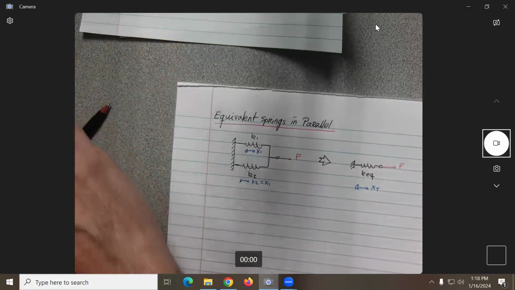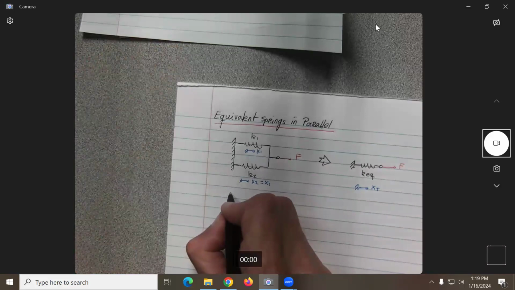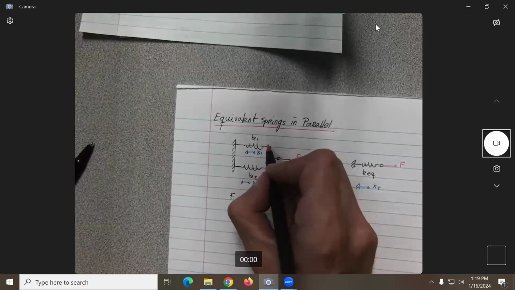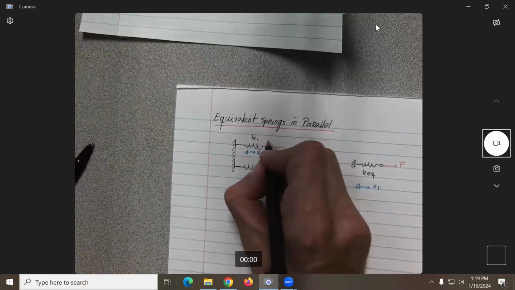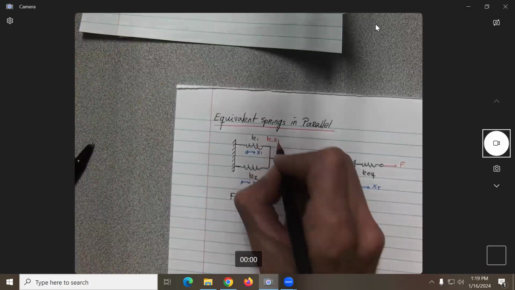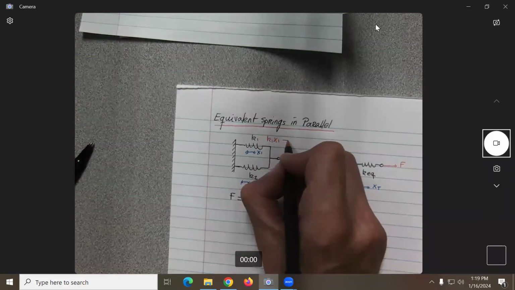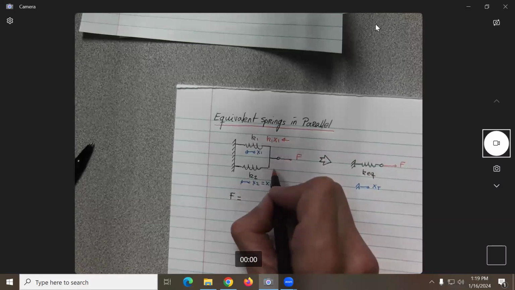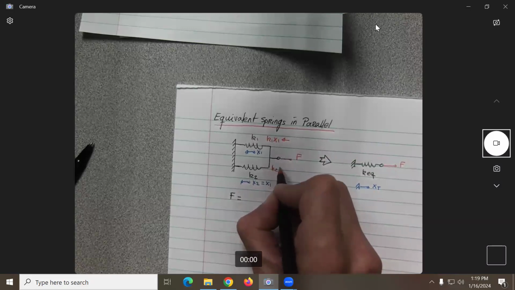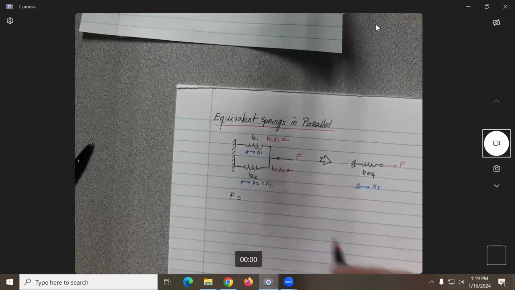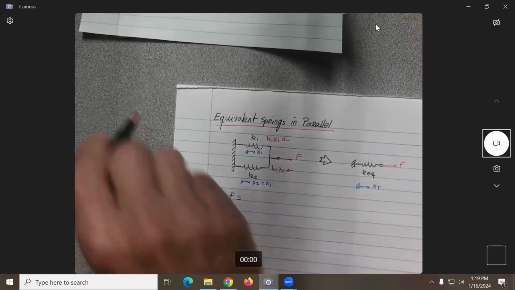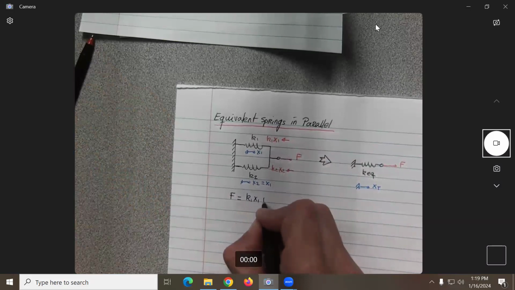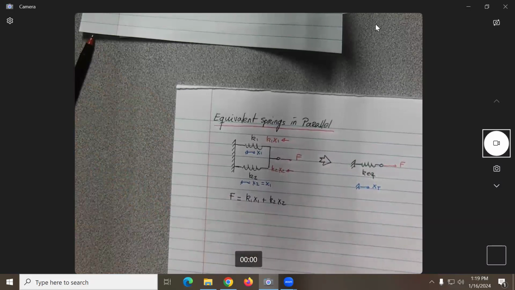Okay, so let's see, you have a little bit of intuition over here. What can you say about the total force F? What should be the force here? Here you're going to have a force K1 X1 going in that direction, correct? And then over here, a force K2 X2 going in the opposite direction. So the force F should be equal to K1 X1 plus K2 X2.